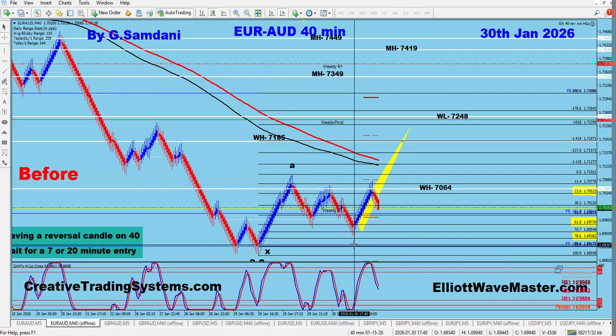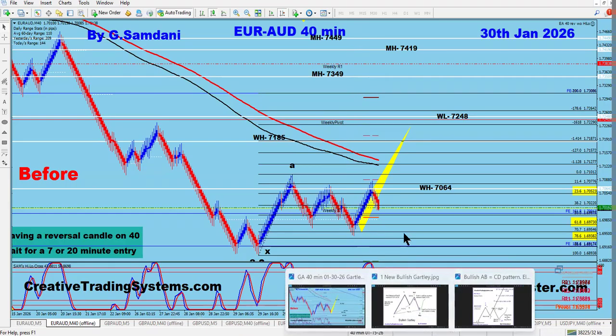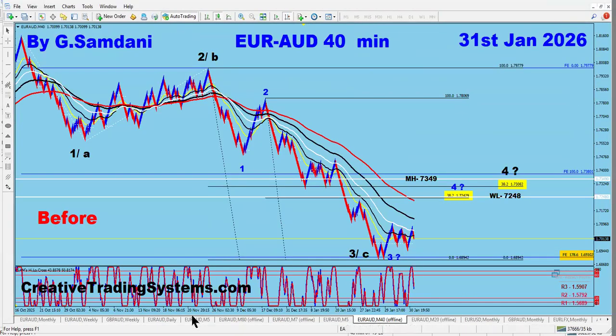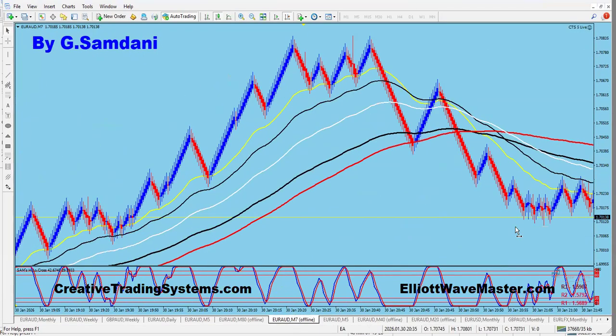So now from here, you were right that it was a perfect Gartley here as well. Pound Aussie and Euro Aussie both made a Gartley pattern, and you can see clearly that both started to work out pretty well. So, a 7 minute entry on Euro Aussie. Where is the 7 minute chart? Right here. So go into the upside.